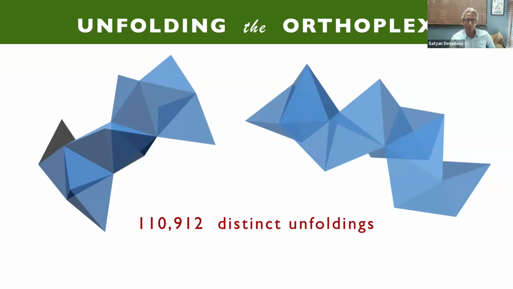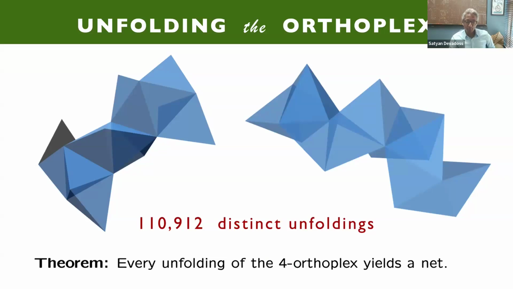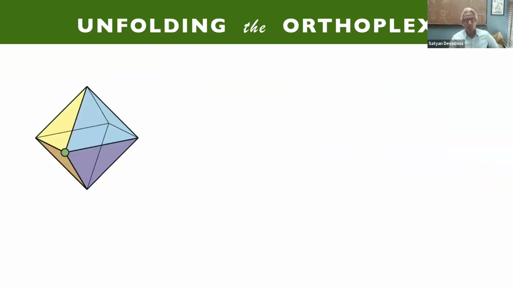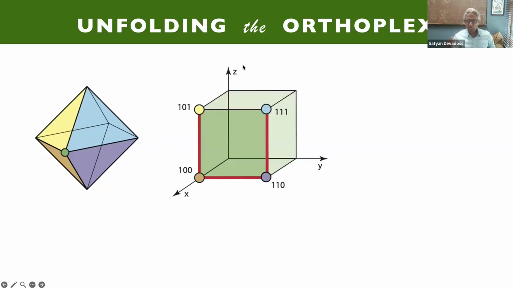So you have all of these distinct unfoldings. And there's the theorem: we proved that every unfolding of the 4D orthoplex yields a net. So all of these are going to yield a net. And the proof, let me show you the proof a little bit. We take, of course, the orthoplex that we want, and we give it some coordinate system. The dual of this orthoplex is actually what we are keeping track of, and the dual of the orthoplex is a cube. So the geometry is over here, but in terms of keeping track of how I'm going to unfold it, I'm just following the cube.